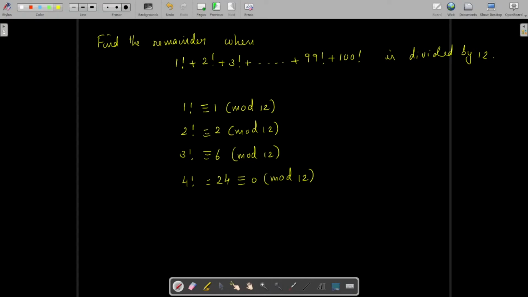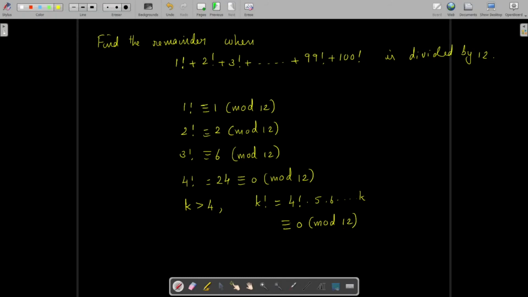And after that, if we consider any integer k greater than 4, k factorial can be written as 4 factorial into 5 into 6 into etc. into k. So actually this will be congruent to 0 mod 12 always, because 4 factorial is a multiple of 12, therefore the whole product is a multiple of 12, so it is congruent to 0 mod 12.